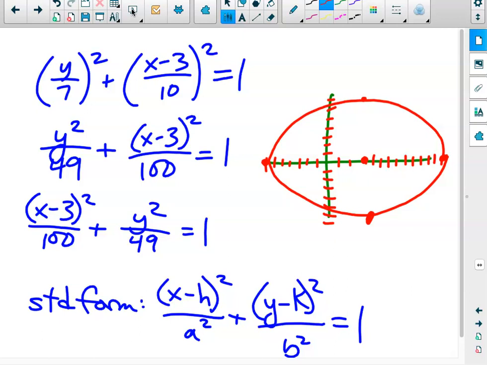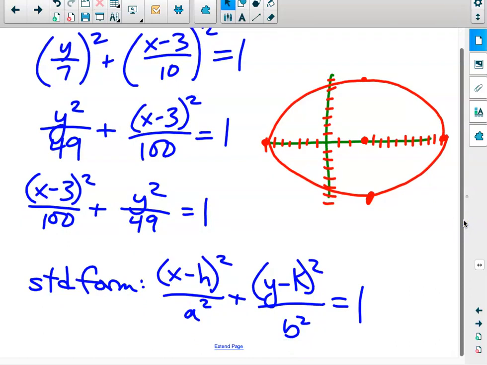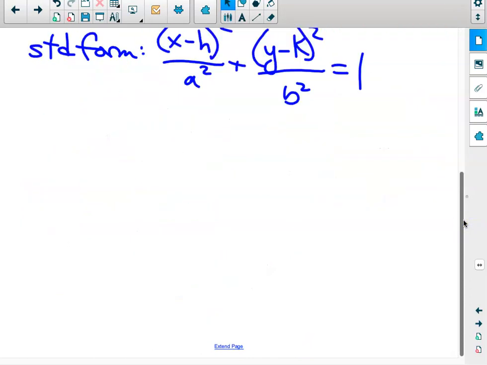Yes. Did it say solve for y? I thought it said write it in standard form. Oh, wait. Oh, and then solve for y. Okay, so if you had to solve this for y, do you want me to show you how to do that? Yeah. All right.